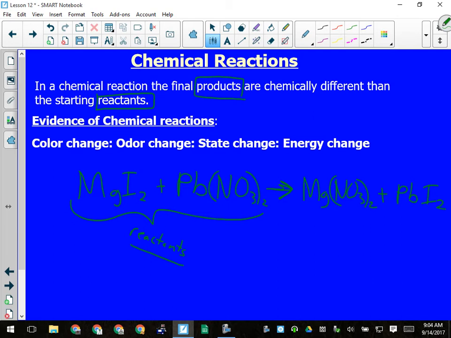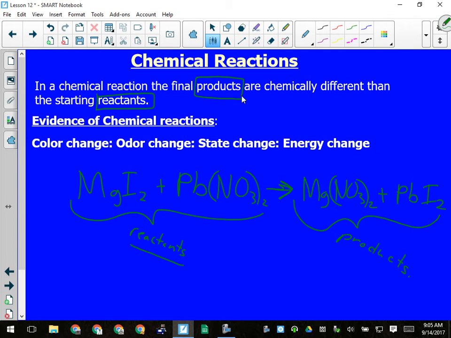It's always an arrow, because an equal sign would be saying that this equals that, and it definitely doesn't. We said it's chemically different on the other side, so we can't use an equal sign. It's this leads to this. I just say that because I often see people use equal signs, and I don't know why. It's not math. So these are our products.